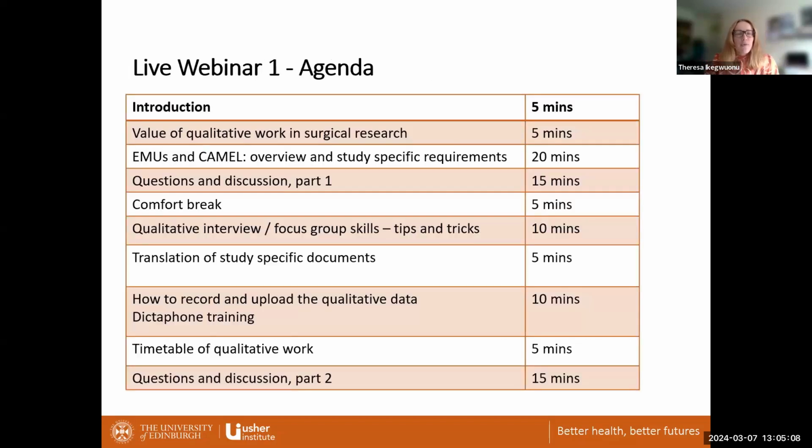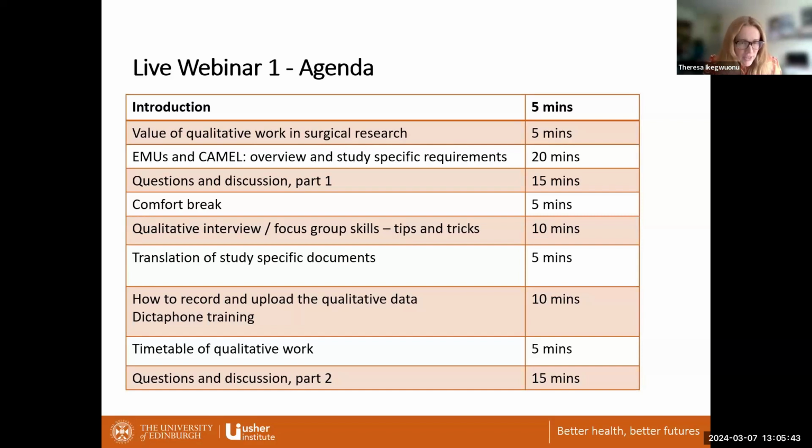So I want to give you an overview. Our agenda today, we will cover quite a lot. Hopefully we will get through it all and you will not be overwhelmed, but have a good idea of what it is we are doing with the qualitative work. So I will talk about the value of qualitative work in surgical research really briefly. And then I'll give you an overview of the EMUs and CAMEL projects and the study-specific requirements. And in particular, looking at it from the qualitative side, what the qualitative work will be.